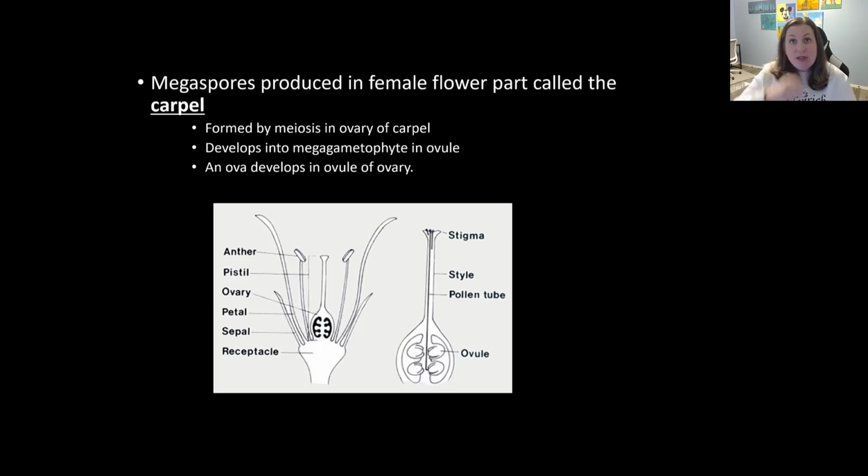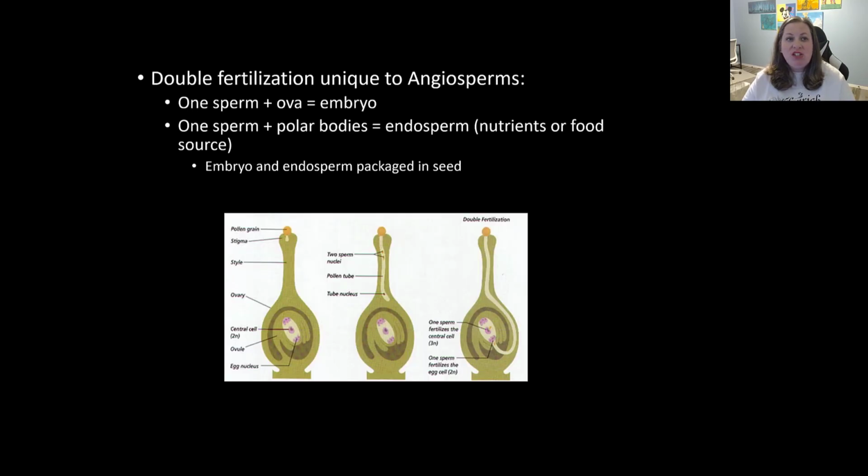Now, because there are 2 sperm in there, this is going to be a unique type of fertilization. We saw the last group had 2 sperm, but only one fertilized and the other disintegrated. In this case, both sperm are going to be used. This is known as double fertilization. Double fertilization is super unique to angiosperms. One sperm is going to fuse with the egg, and that's going to create the new plant called the embryo. The other sperm is going to fuse with these structures inside the egg called the polar bodies. These are going to create what we call the endosperm. The endosperm is the food source inside the seed.